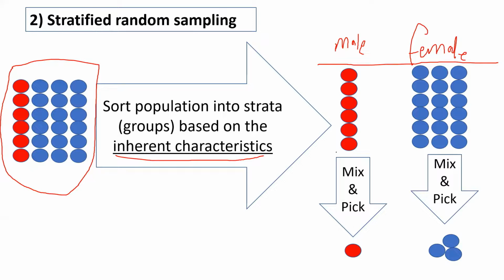So the moment you are sorting out the population into groups before you sample, then we call it stratified random sampling. Random sampling in the sense that after I've obtained a group, I'm going to mix it, then I sample. Then this other group, I'm going to mix it here, then you sample. So the process of sorting out the population into groups based on inherent characteristics of members of the group, you classify as stratified random sampling.